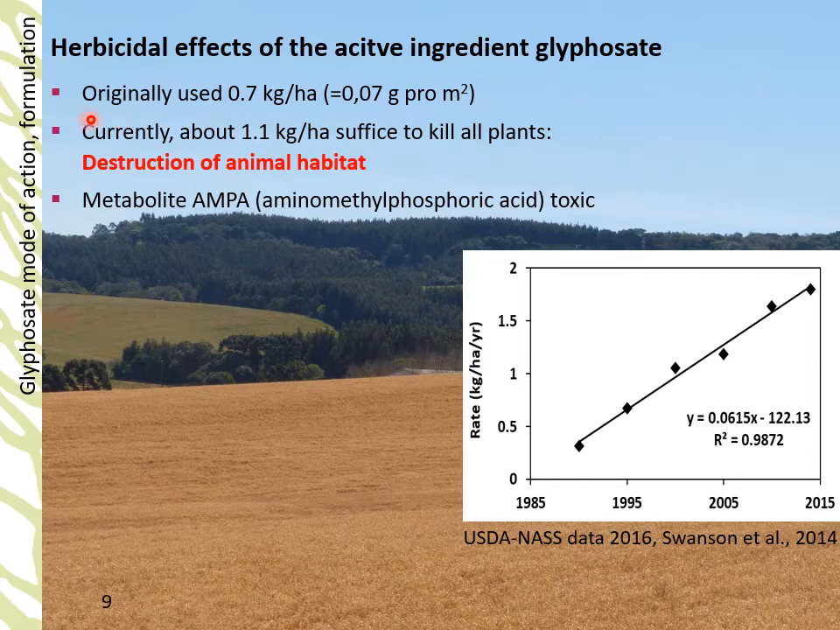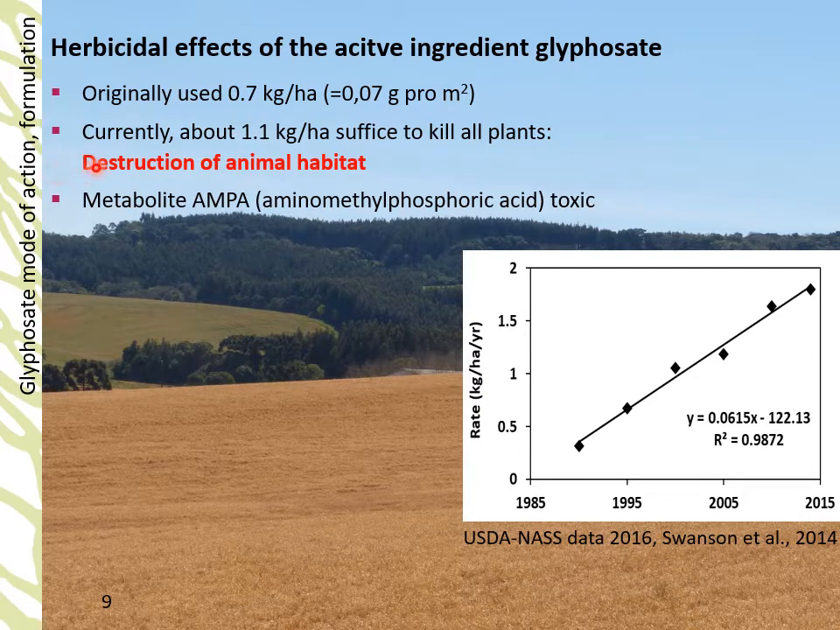When they started using glyphosate in the 1980s, it took about 0.7 kilo per hectare to kill all the plants. This is 0.07 grams per square meter. It's not very much. Currently, the prescription is already to use 1.1 kilo per hectare, which means 0.11 gram per square meter, so about 50% more than before, because overall the effectivity of the chemical has changed.